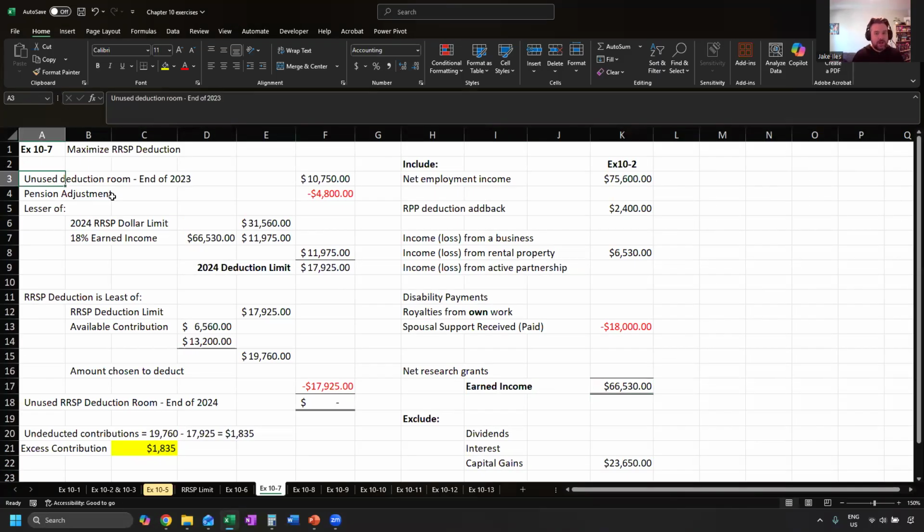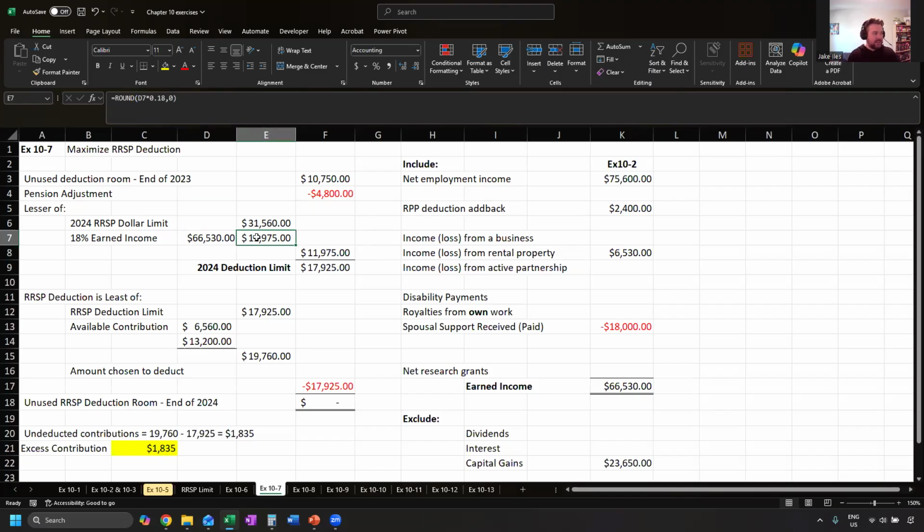Our unused deduction space was 10,750. Because the RPP contribution from the employer was 2,400 and we matched the 2,400, our pension adjustment was 4,800. We've used up that much space. So 10,750 minus the pension adjustment, plus the increase in our contribution space because of our income.